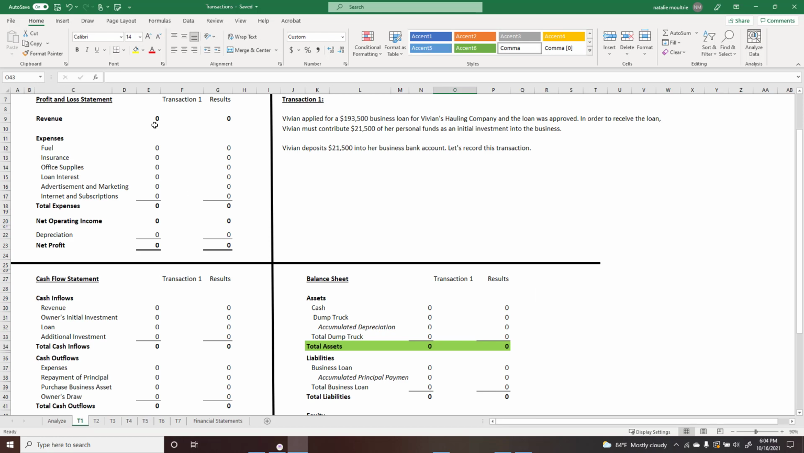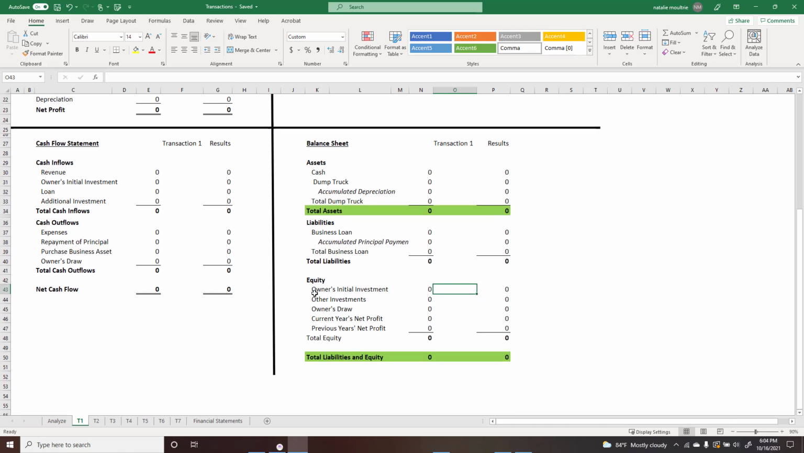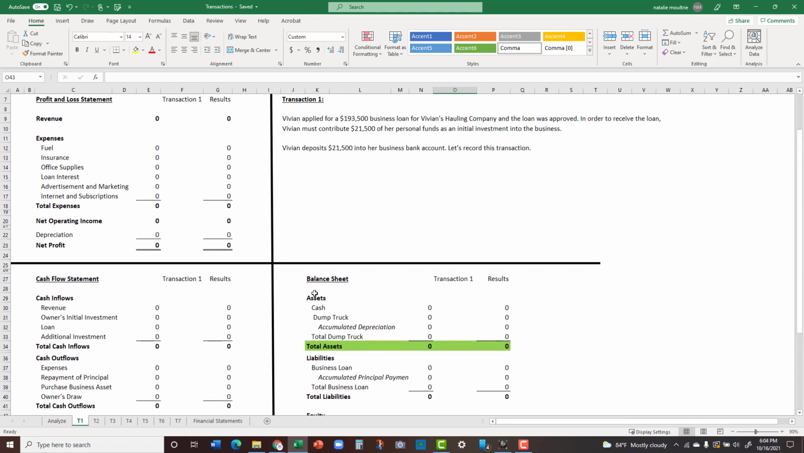As you can see, we have each of our financial statements here: the profit and loss statement, our cash flow statement, and our balance sheet. All right, so we're starting at the very beginning of the company, so everything has a zero balance. And after each transaction, we're going to basically just build our financial statements. All right, so transaction 1.